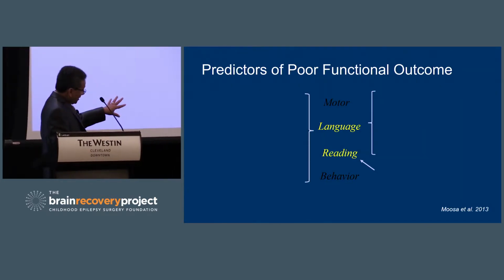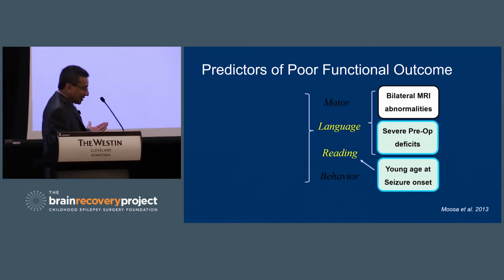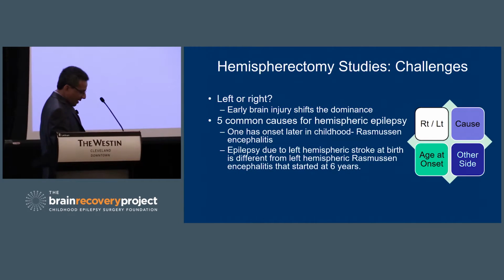We had a similar observation when we did a family survey of 115 families who had hemispherectomy. We asked the families to fill out a questionnaire, and when we analyzed the data, we found that patients with bilateral MR abnormalities and severe preoperative deficits had a worse language outcome. Children with a younger age at seizure onset, especially in infancy, had a worse reading outcome. And whenever children have seizure recurrence, all the functional outcomes are impaired.